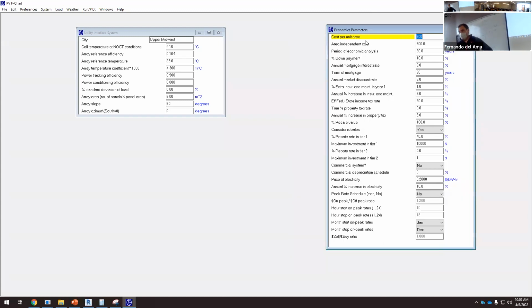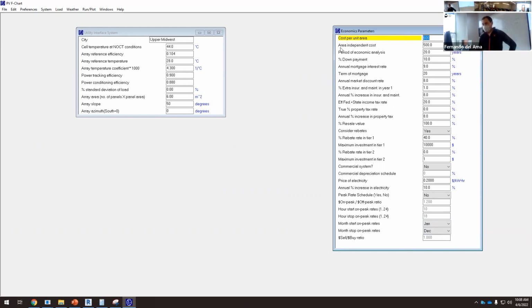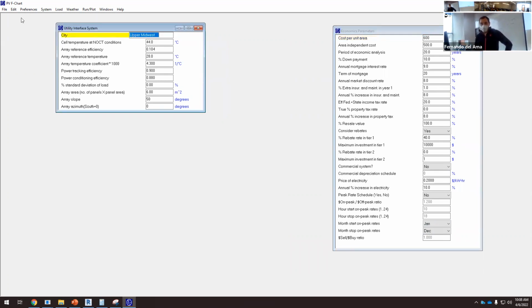Okay, so I'm not going to close this, but again, we need to know all these elements, the rate, the mortgage. So there are a lot of things here that probably we don't know. But I'll show you the final economic analysis because it's very good. And here, okay, so let's go to preferences. We have system international units or English units. We are working with international units here. Okay, so let's select international units in preferences, then the system.